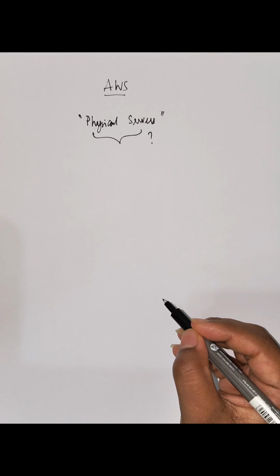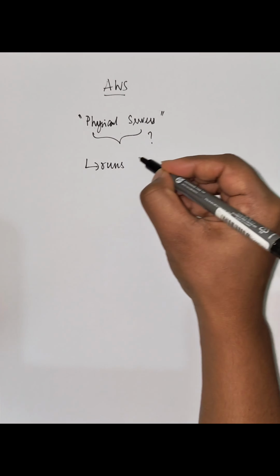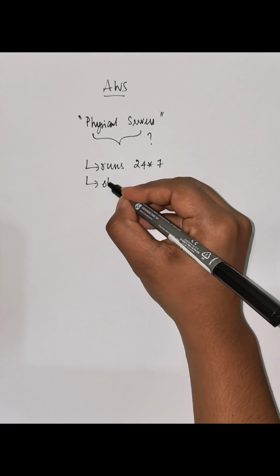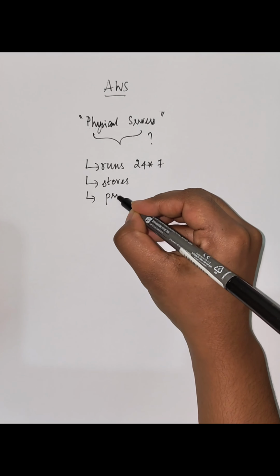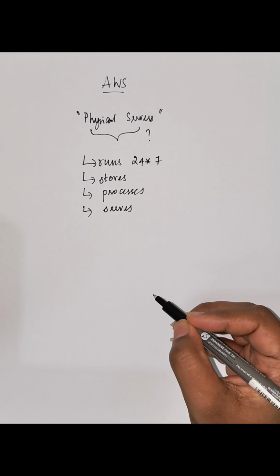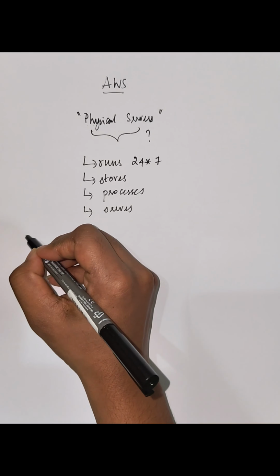A physical server is just a powerful computer that runs 24 by 7, stores your data, processes your data, and serves data for your application. Think of it as a dedicated machine whose only job is to run your app so people on the internet can access it. Let's understand this with a simple example.